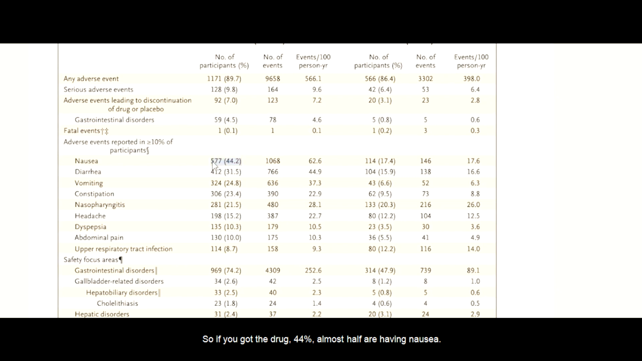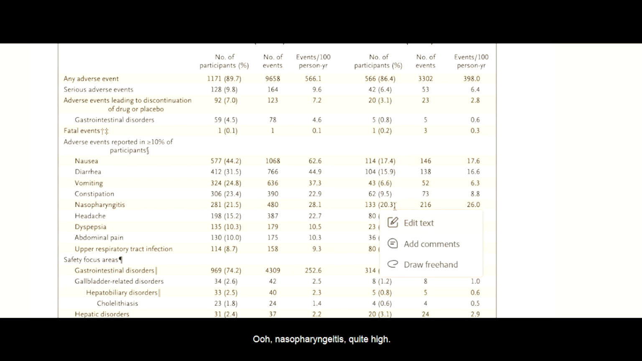44%, almost half, are having nausea. A significant amount also having diarrhea, vomiting, constipation, nasopharyngitis. Under 20%, I'm probably not overly concerned. Let's have a look at placebo. Interestingly, the placebo are reporting quite a high number of nausea, diarrhea, vomiting. Ooh, nasopharyngitis, quite high.